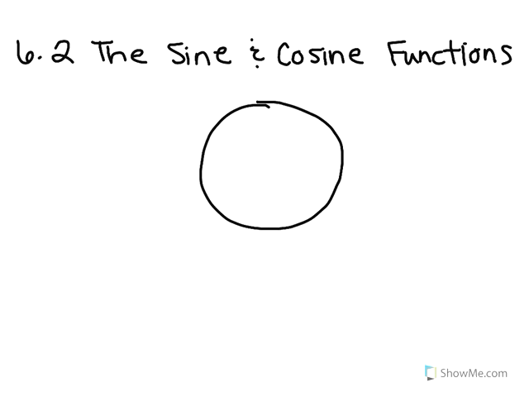This is 6.2, which talks about the sine and cosine functions. Sine and cosine functions will only exist if we have what's called a unit circle to work with. So this is the first thing that we're going to talk about here.